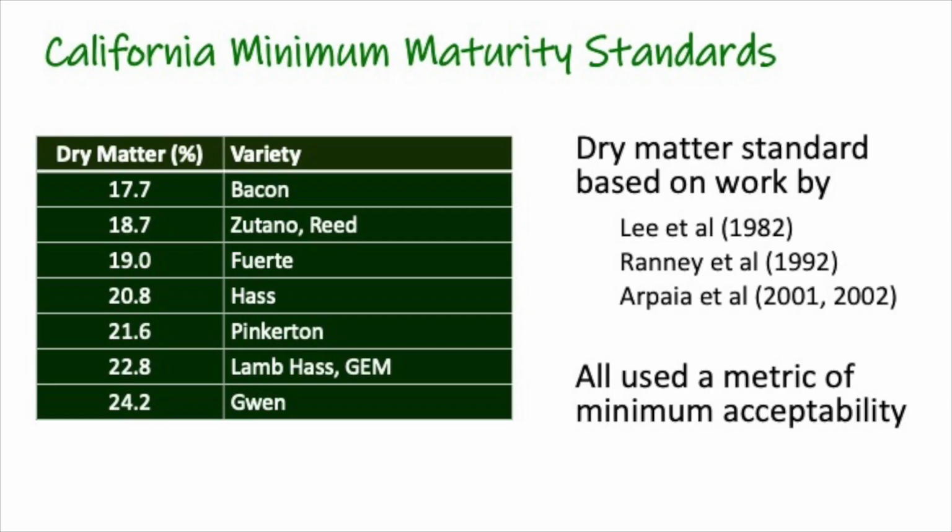And it's based on the work. Lee did most of the work. Rainey modified some of the work that Lee did. And then, for good or bad, I'm responsible for the dry matter standards for Lamb Hass and Gem. All the dry matter standards were set by using taste panels or doing individual fruit assessment and relating it back to the dry matter. So it wasn't just a number pulled out of the air. There's actually some data and quite a bit of effort behind those dry matter numbers.